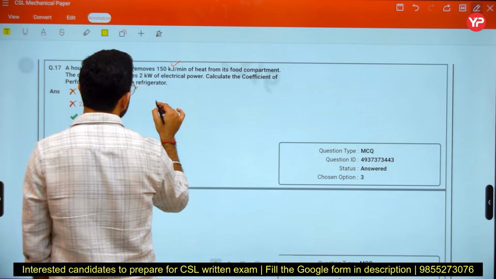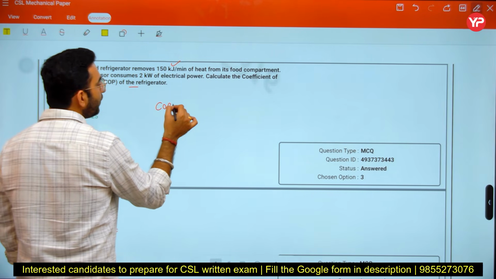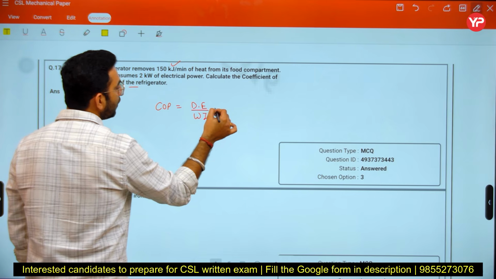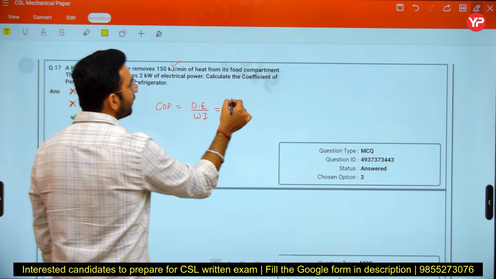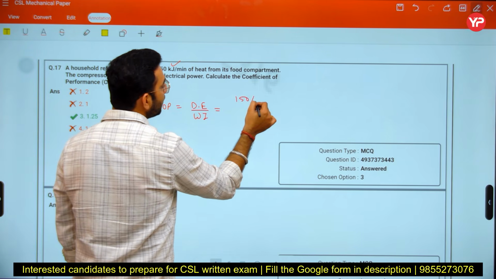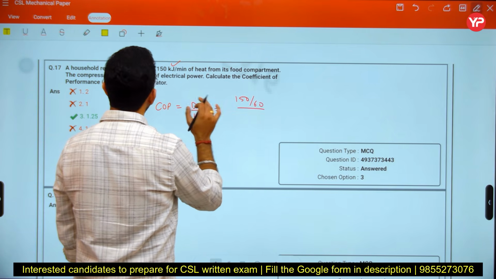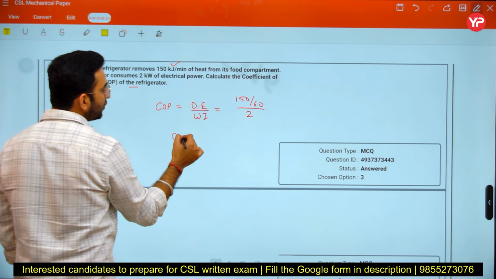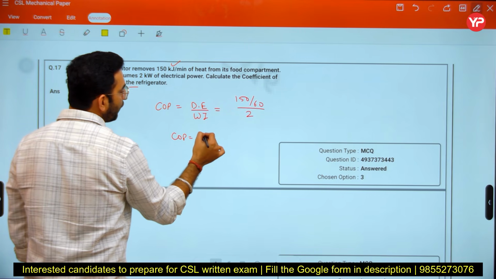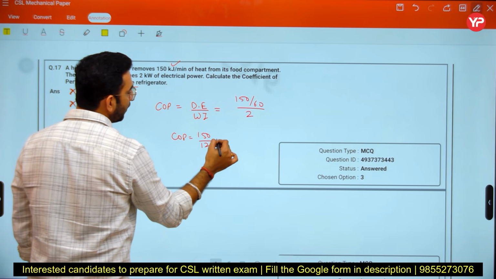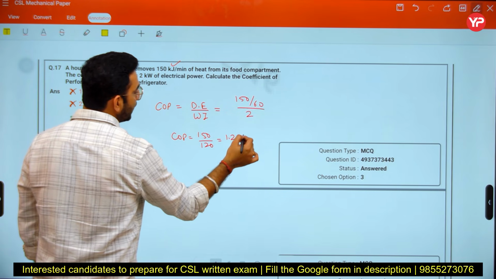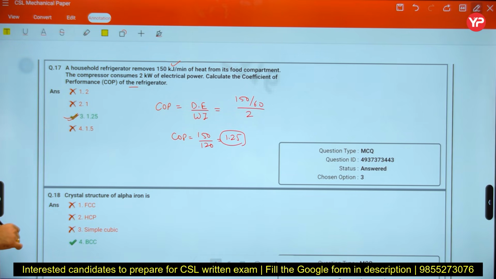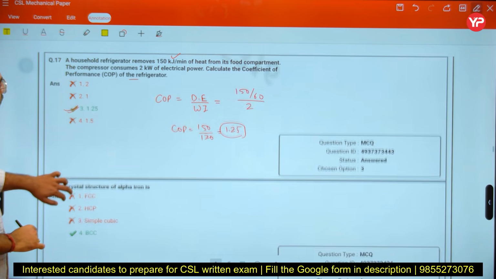What is the formula of the COP of the refrigerator here? COP of the refrigerator is given as desired effect upon work input. So here you can see the desired effect is given to us as 150 kJ per minute and work input is 2 kW. If I solve it, the COP will come out to be around 150 divided by 120. If I further do the calculation, the answer will come out to be 1.25. So option number C will be the correct answer here.